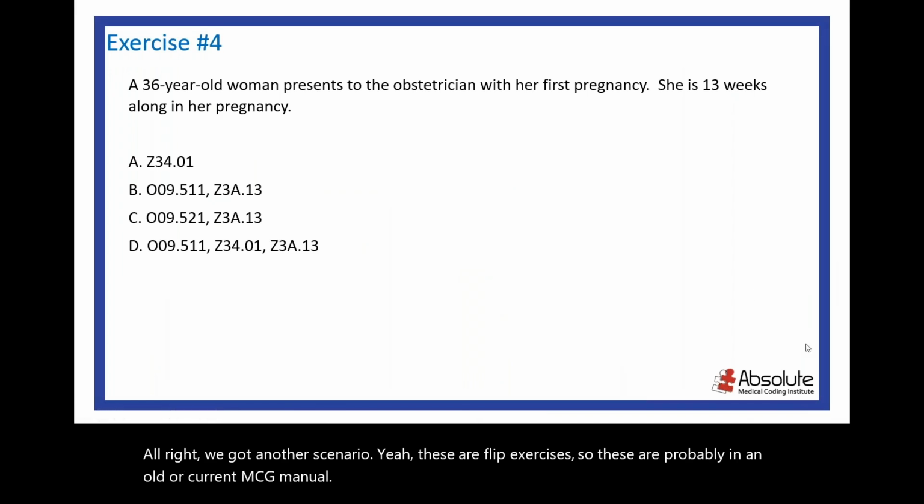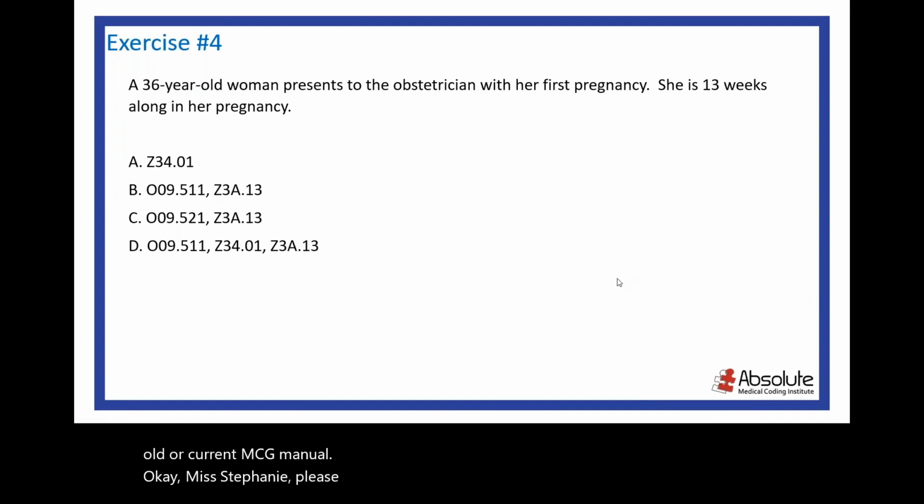Okay, Miss Stephanie, please and thank you. A: Z34.01. B: O09.511, Z3A.13. C: O09.521, Z3A.13. D: O09.511, Z34.01, Z3A.13. A 36-year-old woman presents to the obstetrician with her first pregnancy. She is 13 weeks along in her pregnancy. Your time begins now.